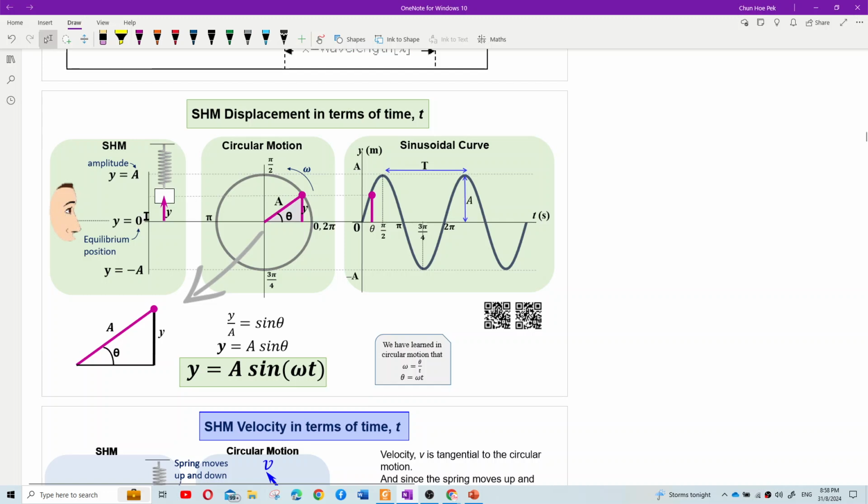My leg has cramped. I sat in the wrong position. Hold on a second. My leg is really cramping.